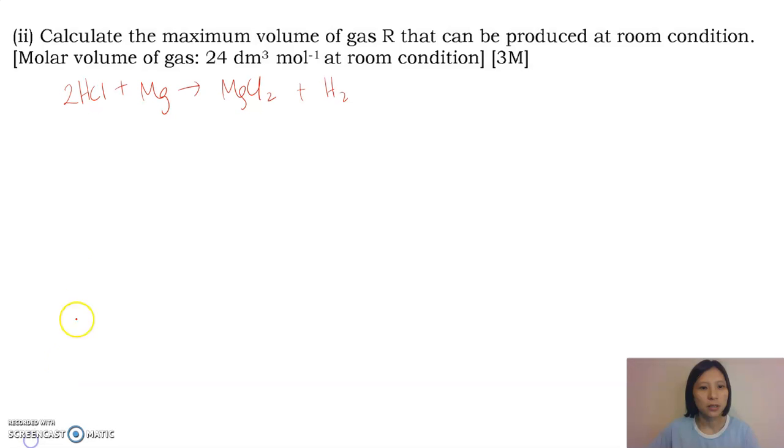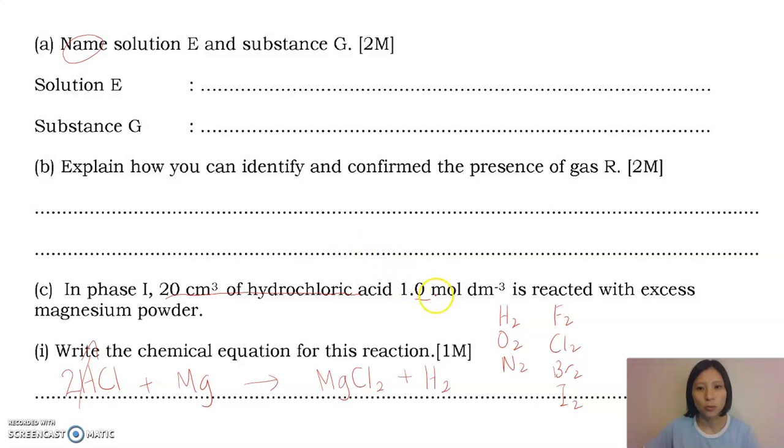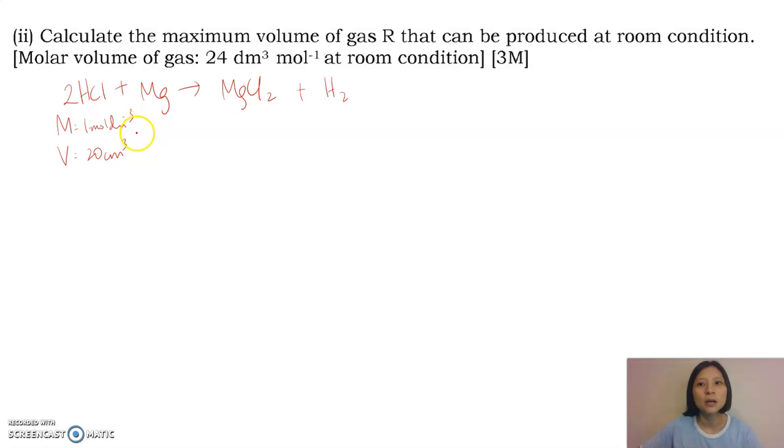and 1 mole per dm cube. So let's write it down. The M is 1 mole per dm cube. This is molarity, and the volume that we are using is 20 cm cube. So 1 mole per dm cube and 20 cm cube of HCl. So we just write it down here. Magnesium not mentioned. Molar volume is given. The first thing you do always in this kind of calculation question, there are 3 steps. The first thing you always do is to find number of moles.